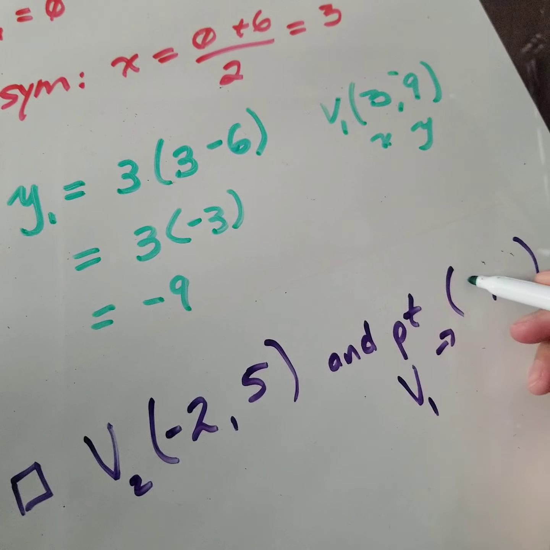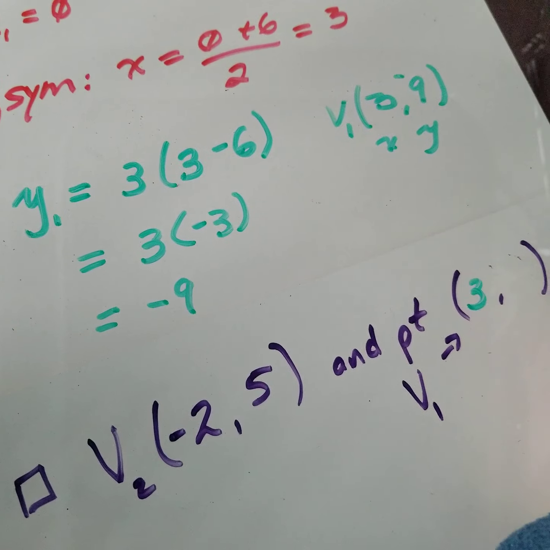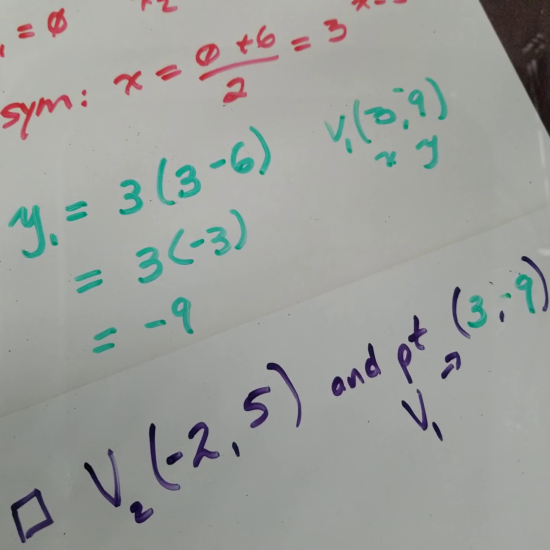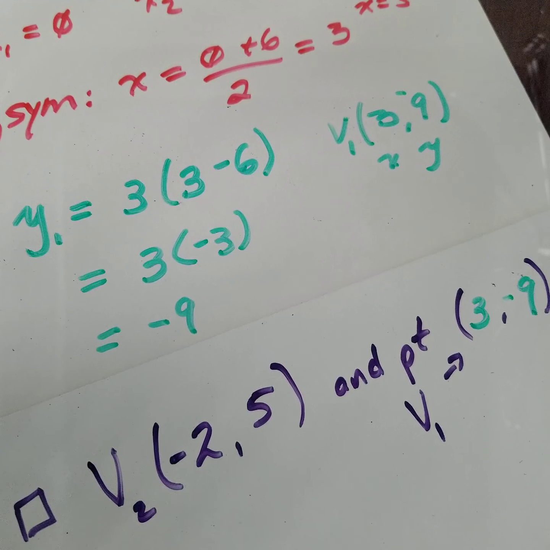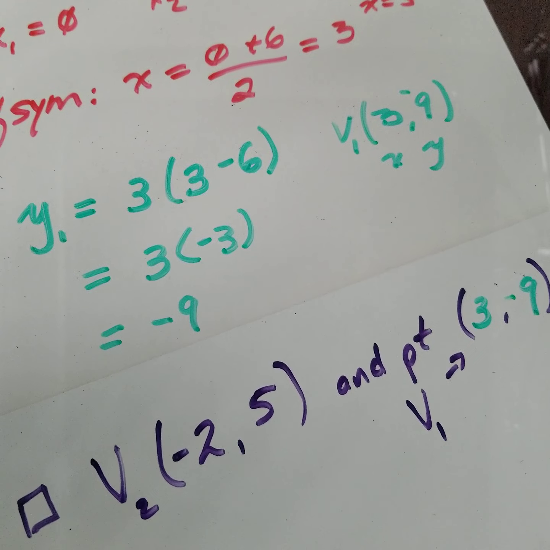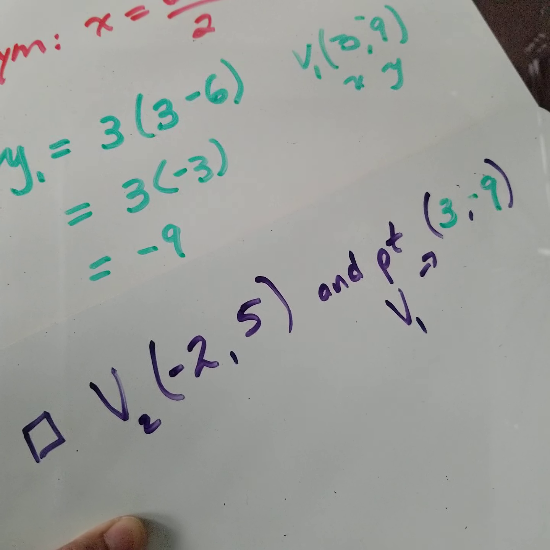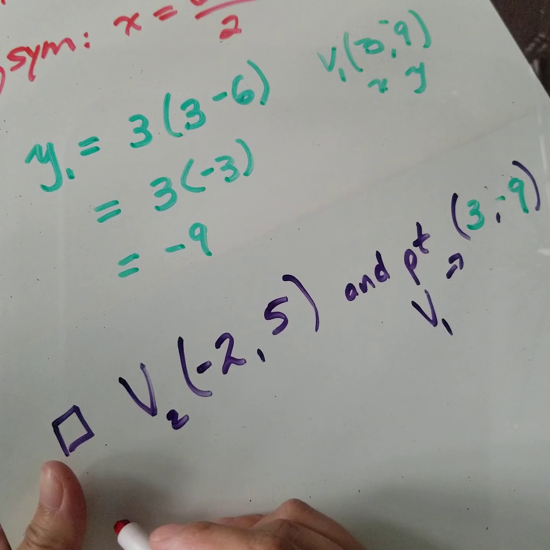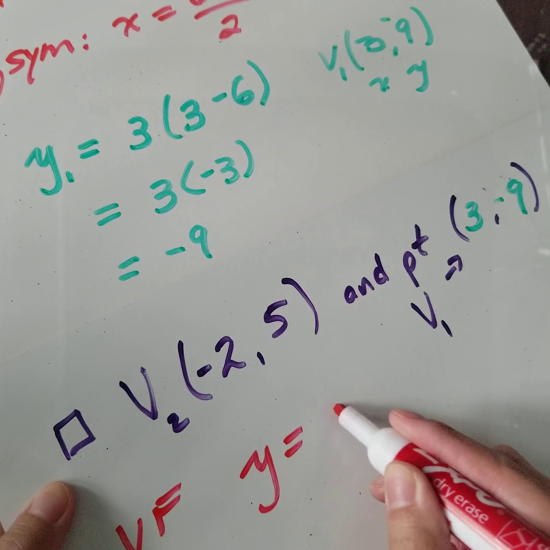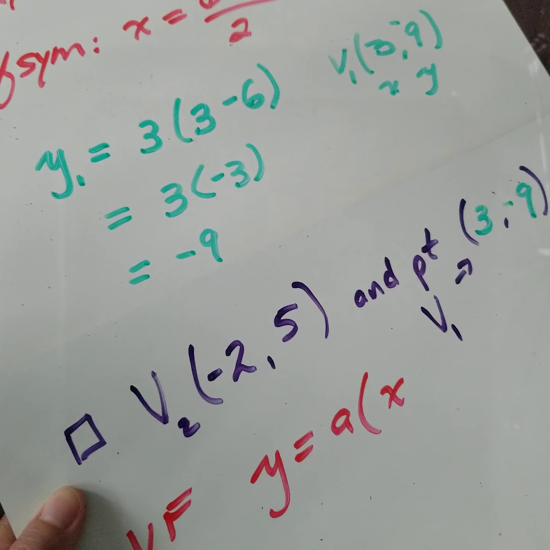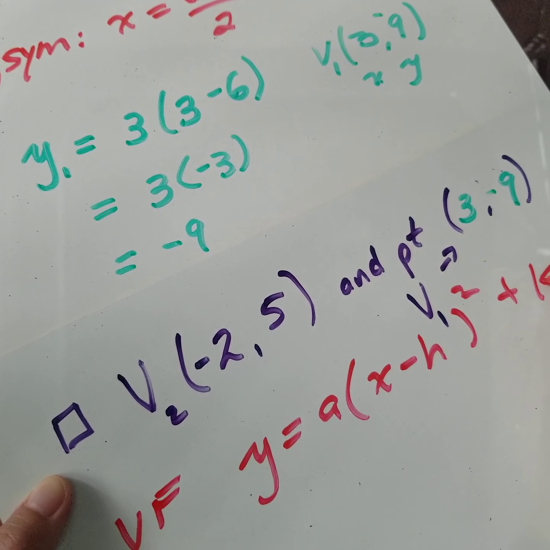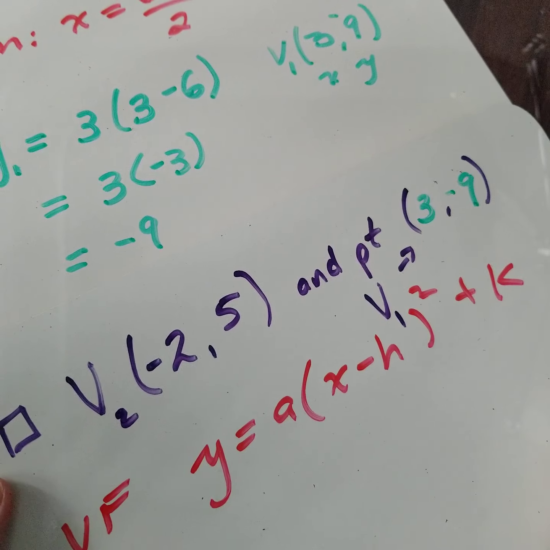The corresponding value for this vertex for the first one is 3 and -9. So because they already give us the vertex and a point, and they want it in vertex form, I'm going to write it in vertex form. So let's do the general form for vertex form. This is going to be y is equal to a(x minus h) squared plus k. And again, let's do the substitution.